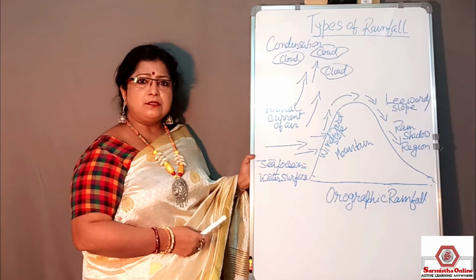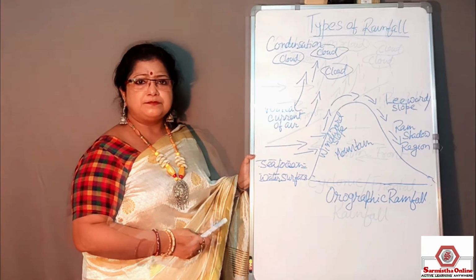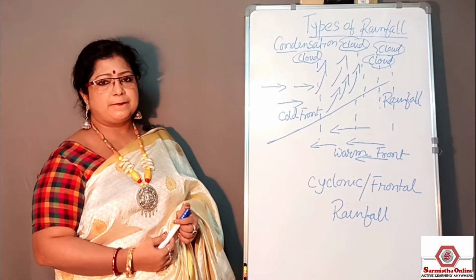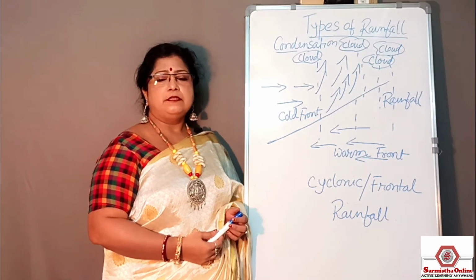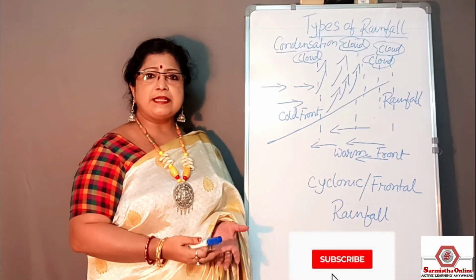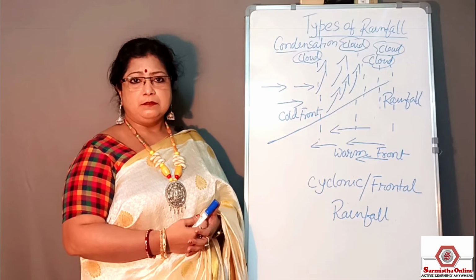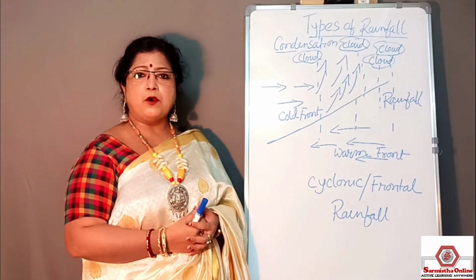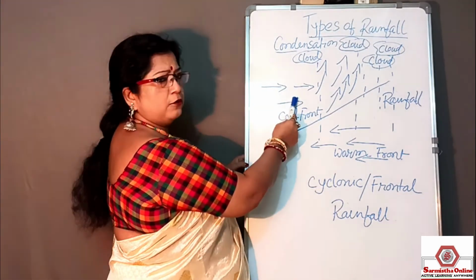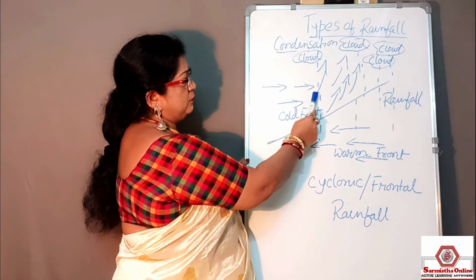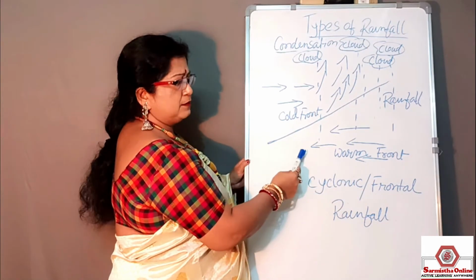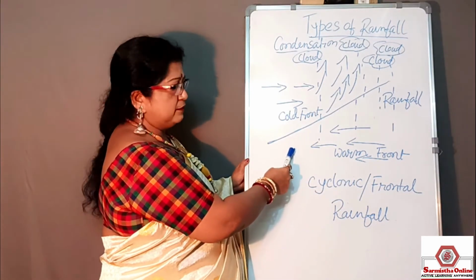So let's go to the cyclonic rainfall then. Let's see how the cyclonic or frontal rainfall takes place. Cyclonic or frontal rainfall takes place when two masses of air of different density and different temperature proceed towards each other from opposite direction. Follow the diagram. The cold front of air mass is proceeding from this direction to there, and the warm front of air mass is proceeding from the opposite direction.